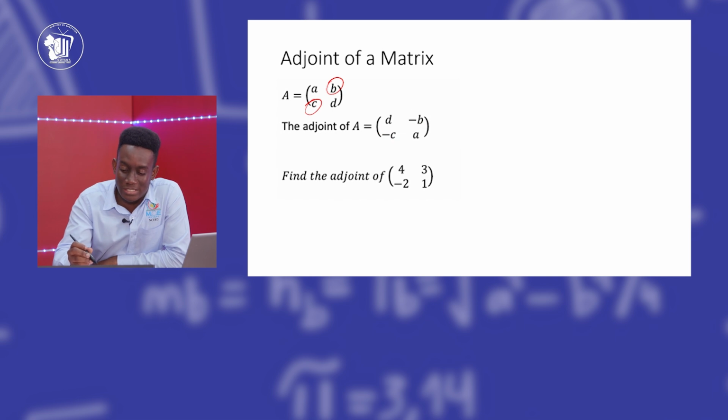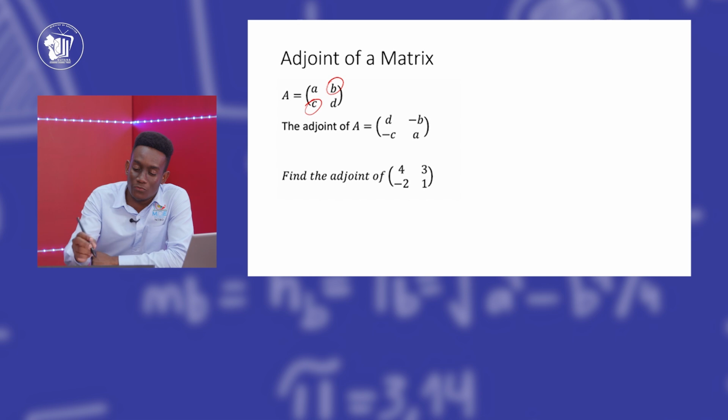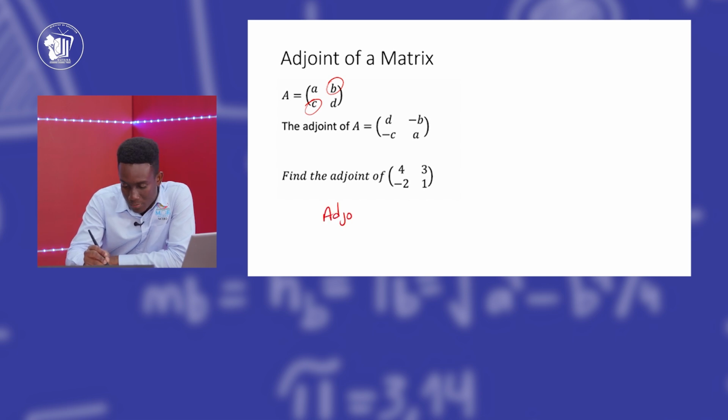So we flip the signs and we switch the A and the D. Let's say we wanted to find the adjoint of this matrix. So the adjoint would be equal to, we switch the places of these two, so that where we have 4, we'll put 1.